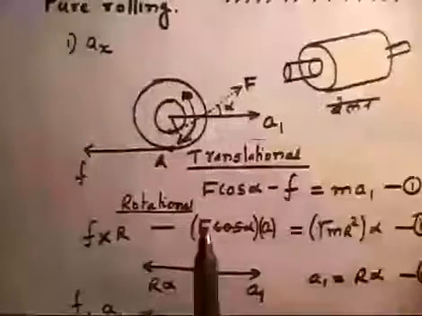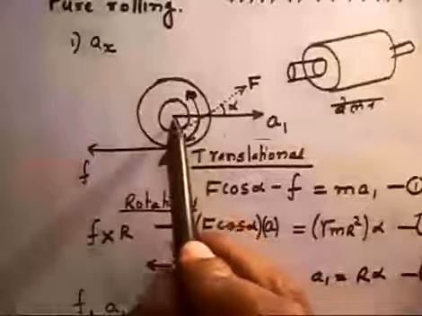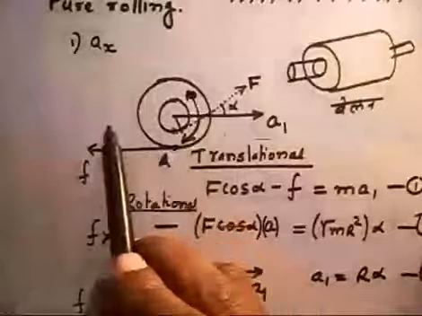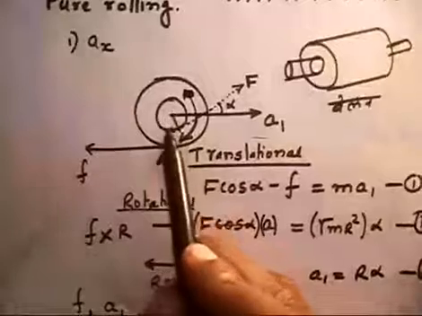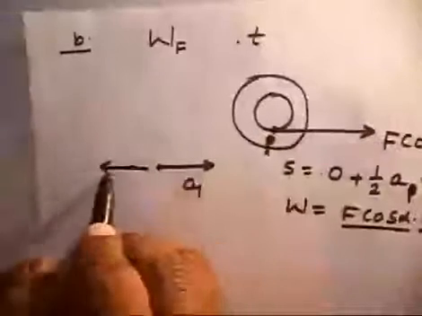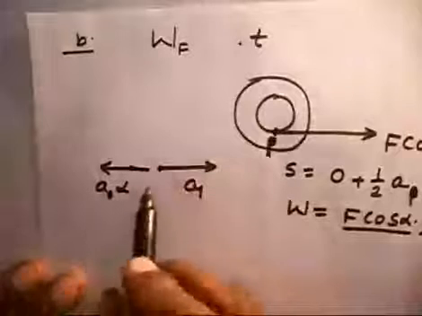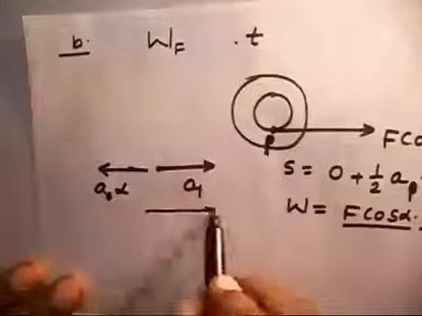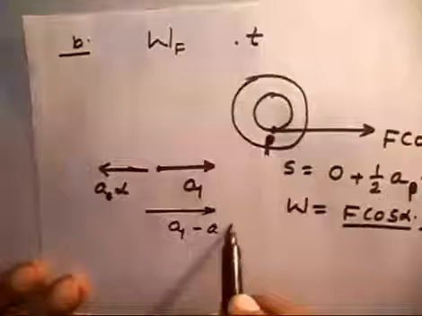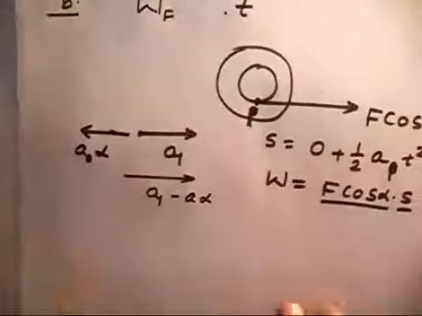And the center of mass has rotation in this direction, so A alpha: the radius into alpha in this direction. The radius is small a. So a into alpha, this is in the opposite direction. Oh, sorry, a into alpha. Are you getting it? So the total acceleration in this direction is A1 minus a alpha.